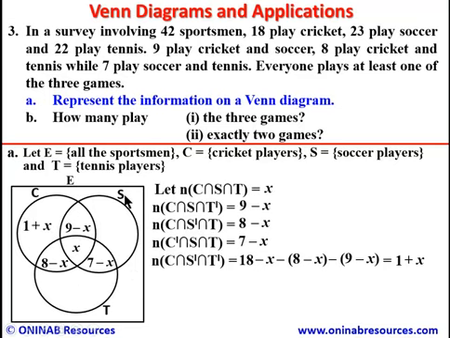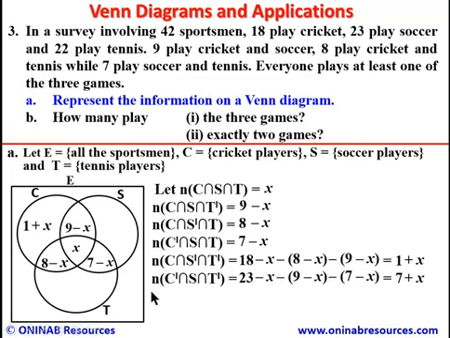Now for soccer only, that's N of C prime intersection S intersection T prime. We need to know those playing soccer. That's 23. So it's going to be 23 minus X minus 9 minus X, then minus 7 minus X. If you simplify this correctly, you have 7 plus X, and it comes to this region.